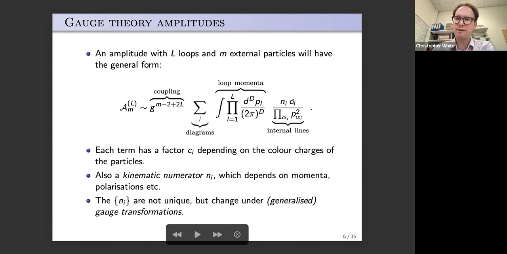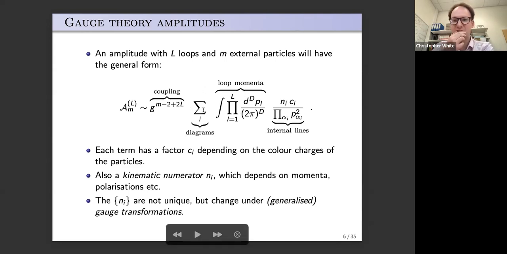Because the particles have a color charge in a gauge theory, so, you know, in electromagnetism they have normal charge. If it's QCD, for example, they have color charge. There will always be a part of each diagram which depends on the color charges of the particles. And then finally, there's everything else in the numerator, which is a dependence on momenta and polarizations. So this is only a schematic form for what the amplitude must look like, but on very general grounds, a scattering amplitude will have this very generic form.